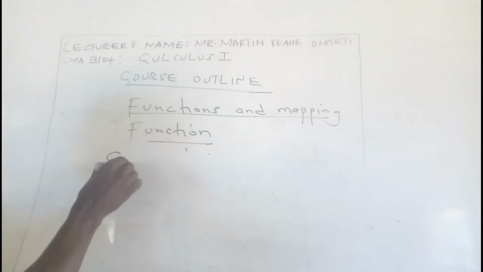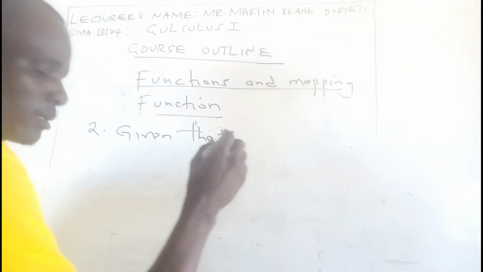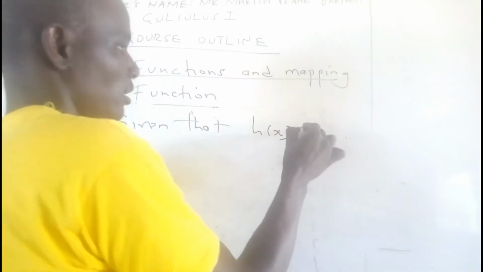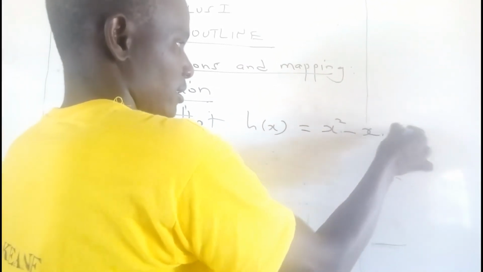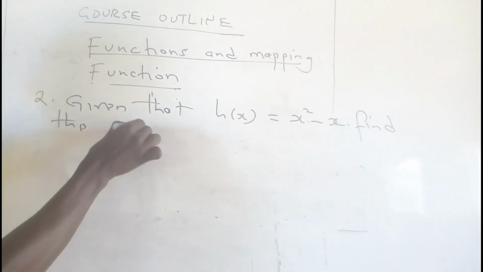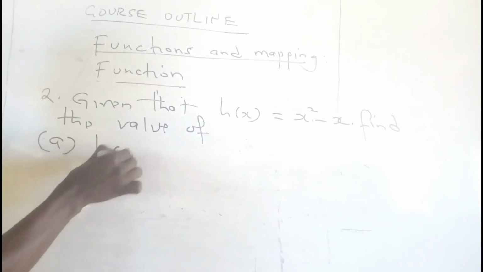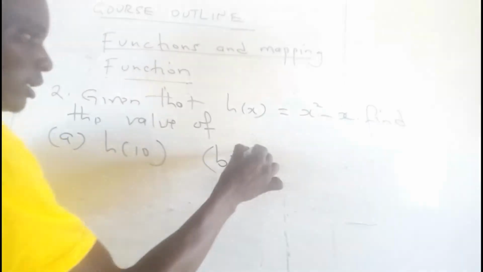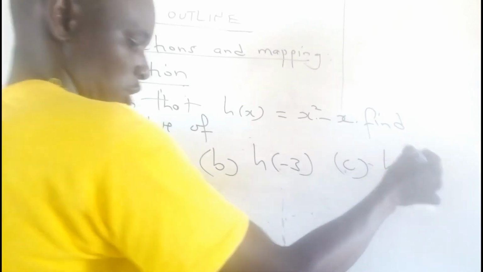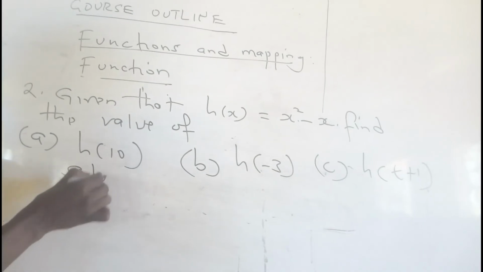Example 2: given that h of x is equal to x squared minus x, find the value of a, h of 10, b, h of negative 3, and c, h of t plus 1. Now let's look at the solution of this question.